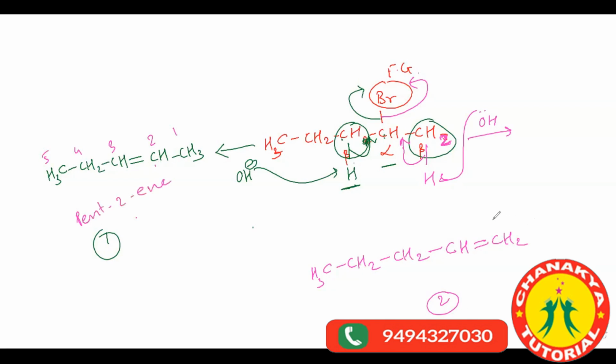And here if we see 1, 2, 3, 4, 5. At the first position, the double bond is there. So it will be 1-pentene or pent-1-ene, correct? Pent-1-ene or pent-2-ene. So among these two, only one is the major product. So which one is the major product? And why? Can you guess the product, which one is the major and why?